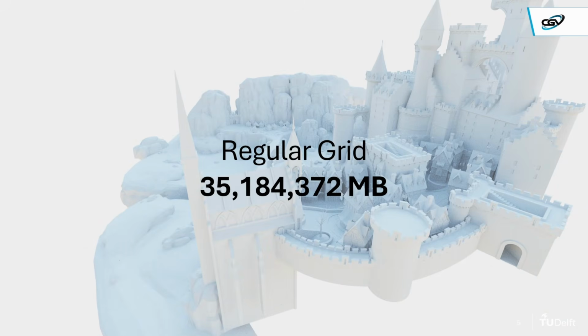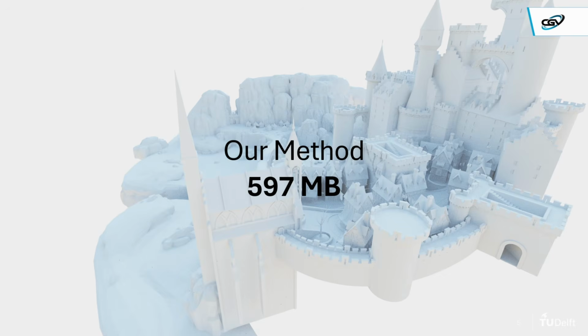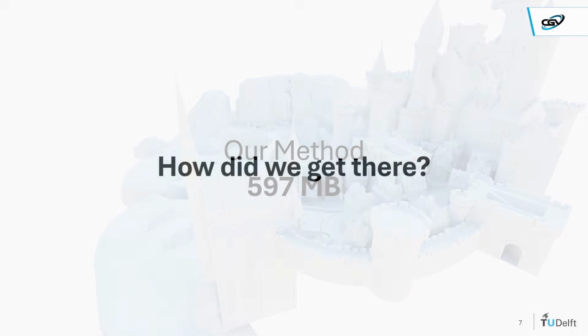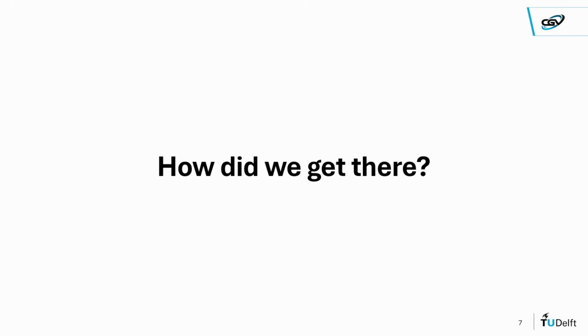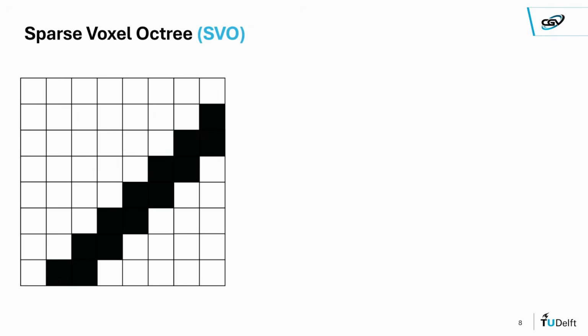If we try to store this as a regular grid, it would require roughly 35 terabytes of memory. But with the compression method I'm going to show today, we get this down to 600 megabytes. So, how did we get here? Well, we start by constructing a sparse voxel octree.